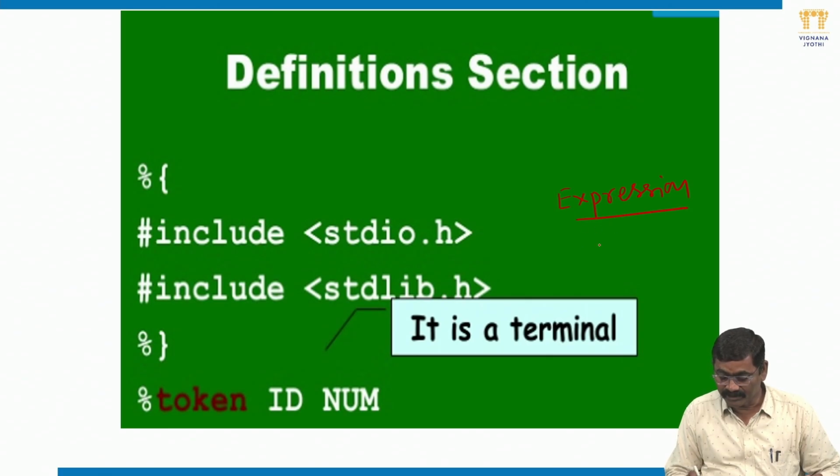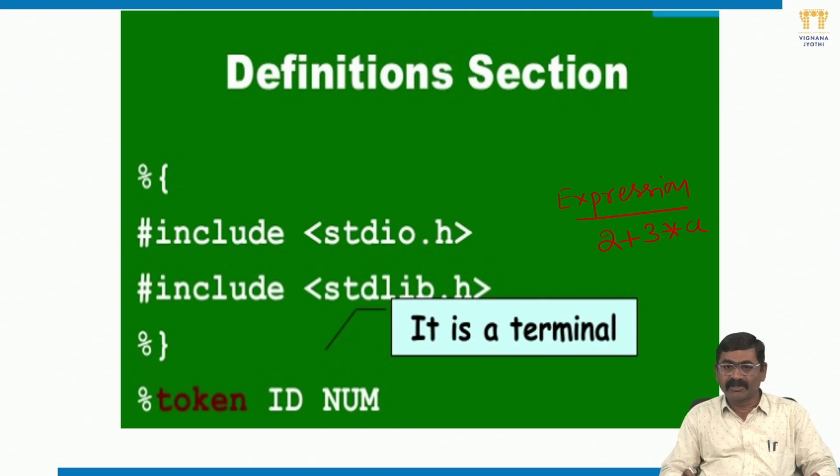For example, an expression can be seen like this: 2 plus 3 star a. This is the arithmetic expression. In that arithmetic expression, when we observe this, we can identify that 2 is a number, and 3 is one more number or a digit. And a is an identifier. And plus and star are operators, right? So this is the general expression format.